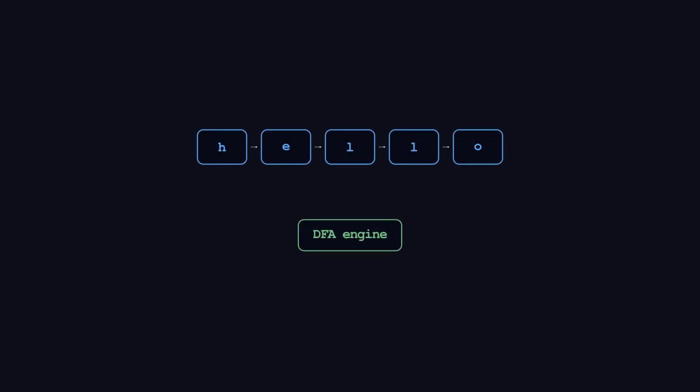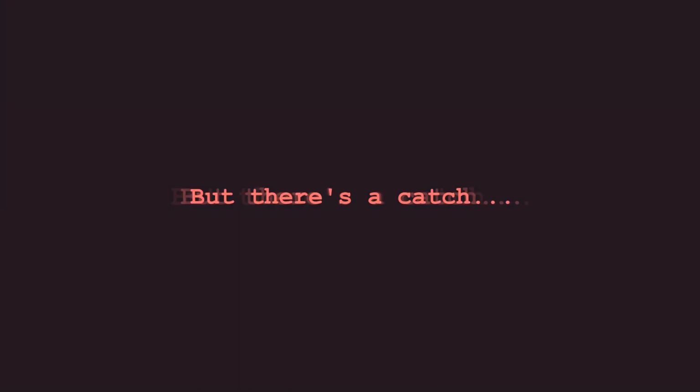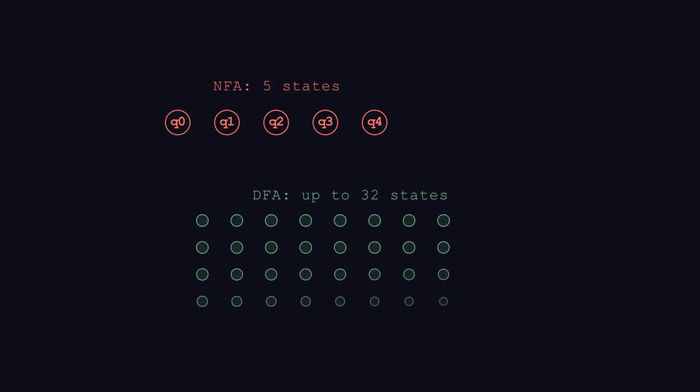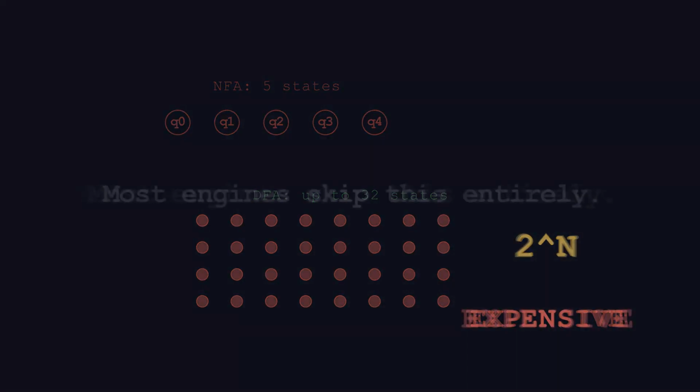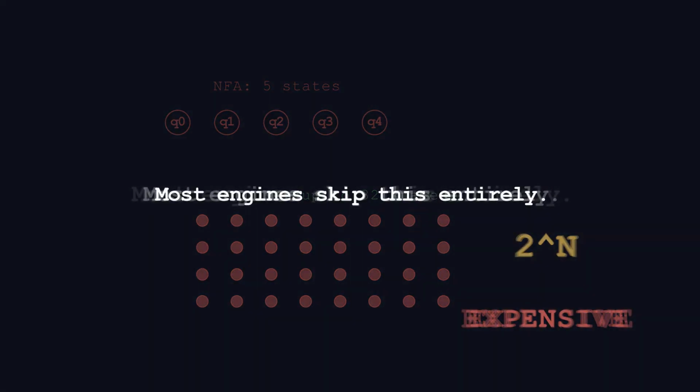The result? A machine that processes one character per step. Constant time per character. Linear time total. Blazing fast. But there's a catch. The NFA might have 5 states, but the DFA could have up to 32. 2 to the power of n possible subsets. For complex patterns, this explosion makes DFA construction expensive. So most regex engines don't do this at all.